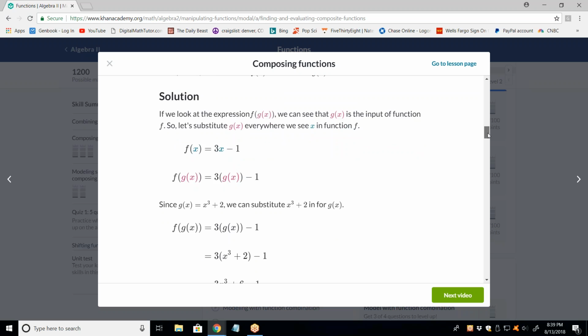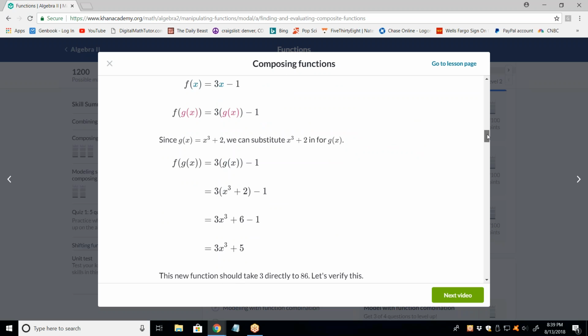And the f function, well, the f function is 3x minus 1. So we're going to write 3 and in parentheses x cubed plus 2, because that's the g function, minus 1, and simplify. And we end up with 3x cubed plus 5.